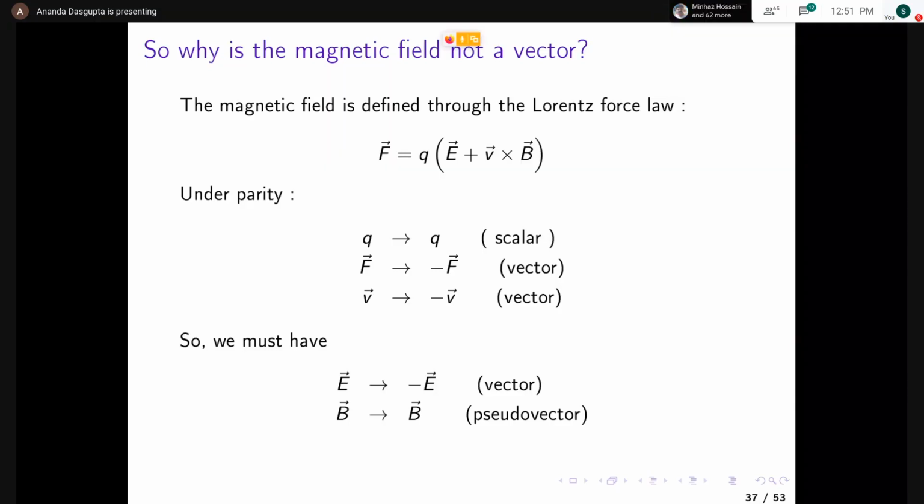Sorry, I just stated what is usually the case. If Q is a scalar, this is what has to happen. If Q is a pseudo-scalar, E will have to be a pseudo-vector and B will have to be a vector.